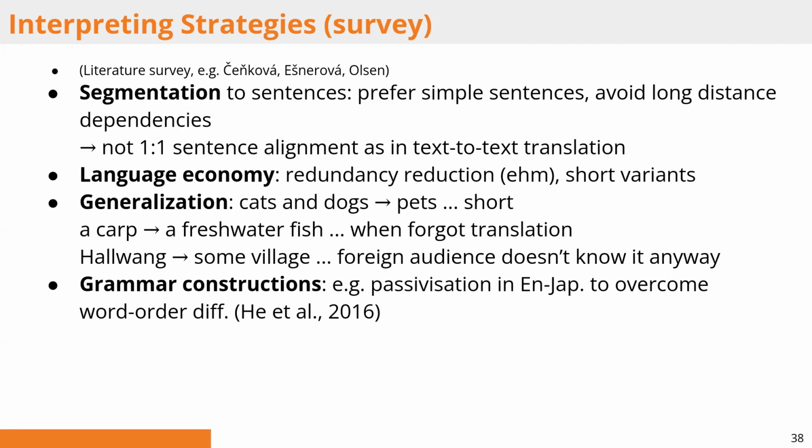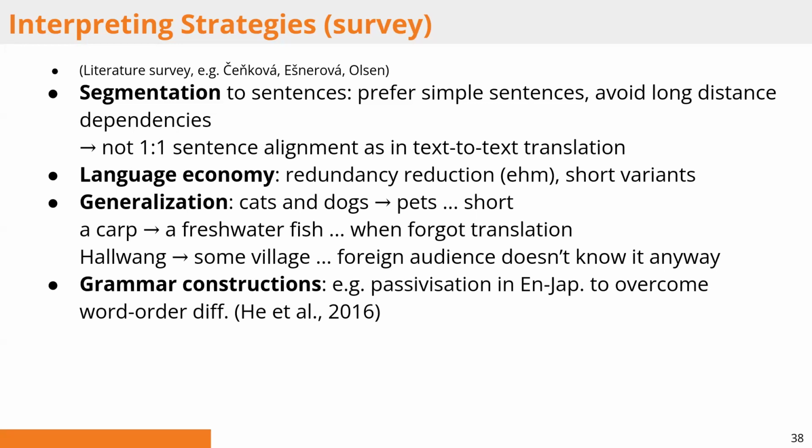For example, one very long and polite welcoming phrase with 20 words can be interpreted as the single word welcome. This is so they can catch up. They also use generalization. For example, they can interpret pets instead of cats and dogs because it's short, or when they forget the translation of some word, or when the named entity doesn't matter and the foreign audience doesn't know it anyway, like in the next example that you will see.